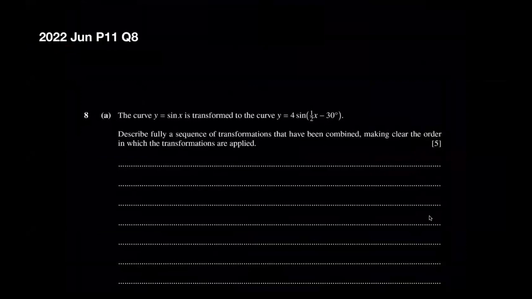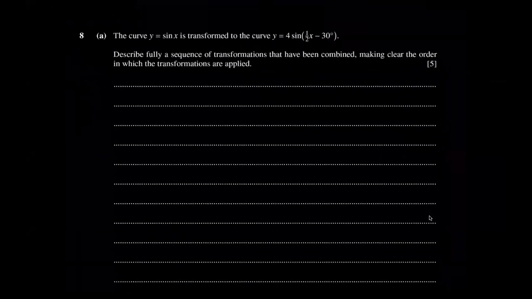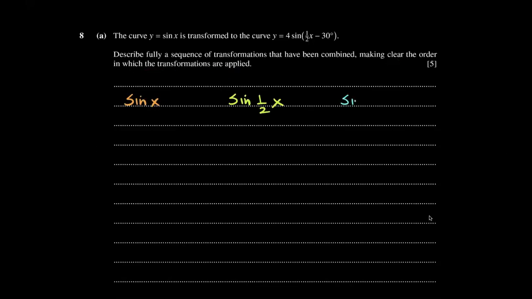June 2022, paper 11, question number 8. Now the question says, the curve y is equals to sine x is transformed to this curve, 4 sine half x minus 30 degrees. Describe fully a sequence of transformations that have been combined, making clear the order in which the transformations are applied. Now, first of all, we have y is equals to sine x. And then we have y is equals to sine of half x. And then we have y is equals to sine bracket half x minus 30 degrees. And then we have 4 sine half x minus 30 degrees.